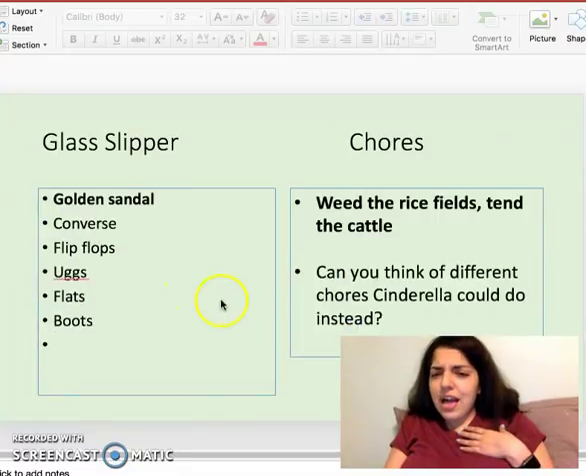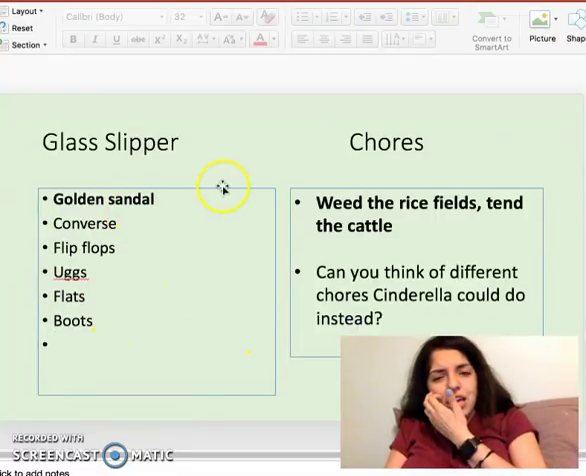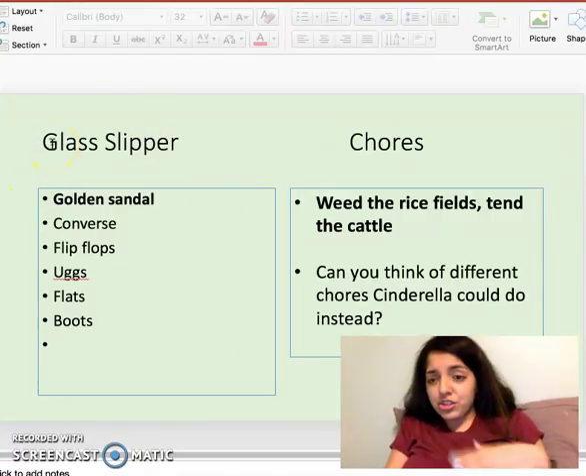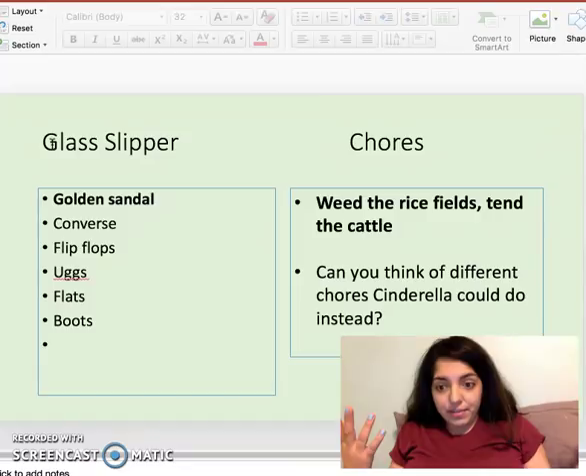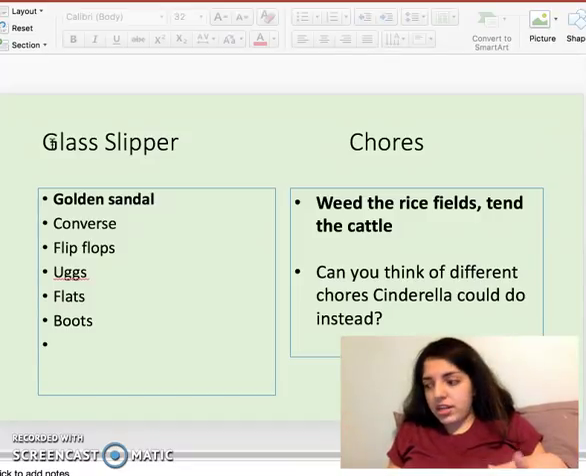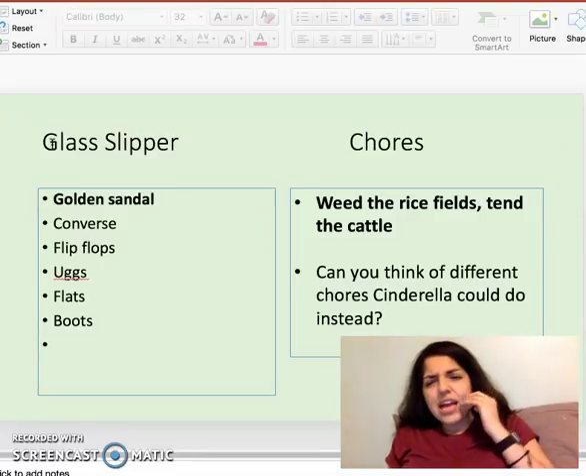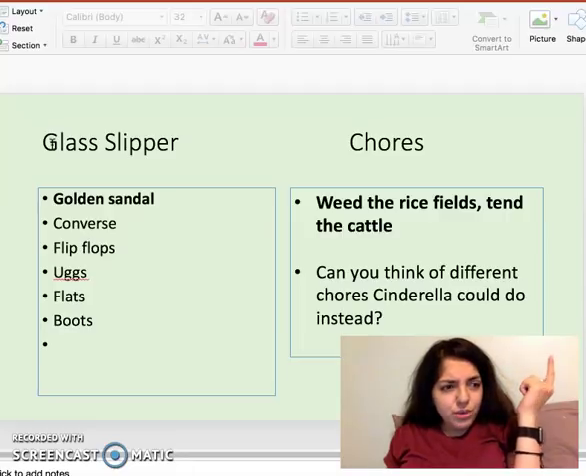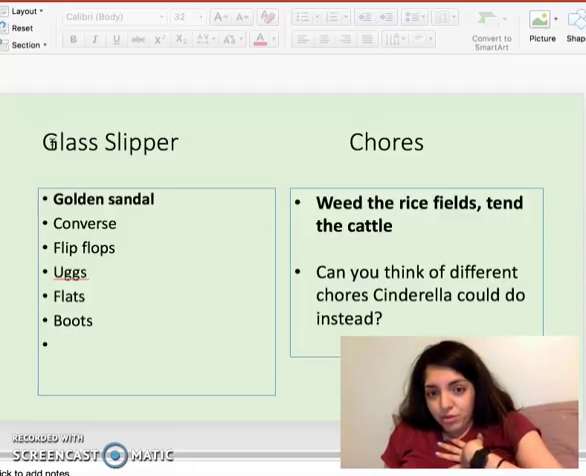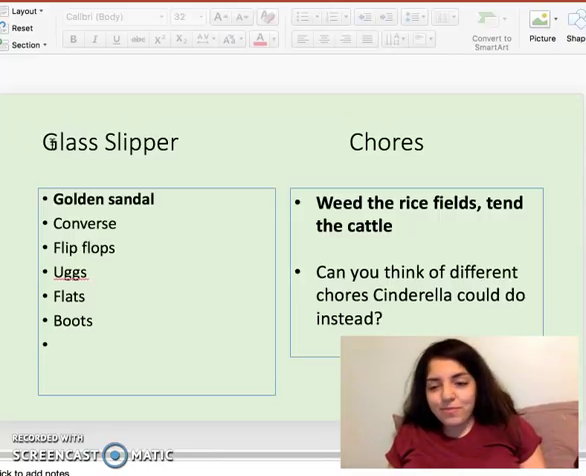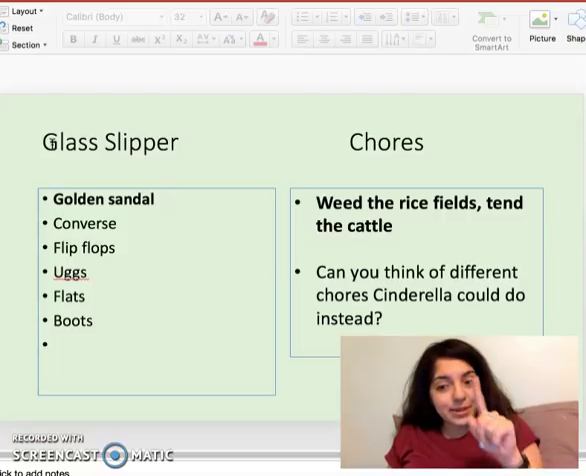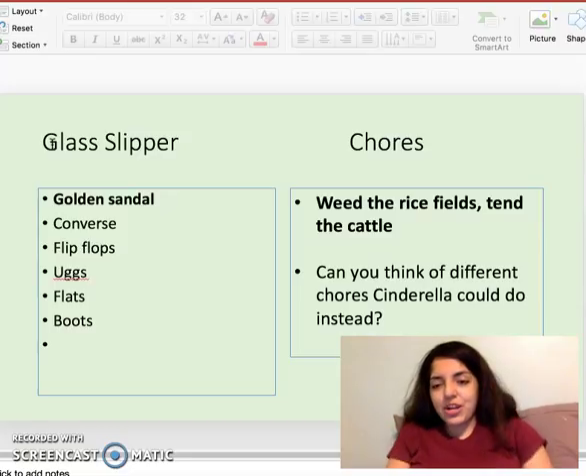So I was just thinking, in the traditional story of Cinderella, they used glass slippers, right? And in this story, they used golden sandals, right? But what if my Cinderella in my story used Converse? What if she used flip-flops? Flip-flops come out pretty easily, right? If you're running in them, they just fall out. So what if it was flip-flops? Or what if it was Uggs? Who knows? What if it was flats or boots?